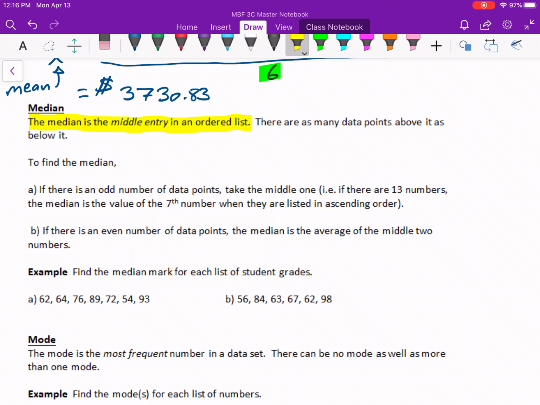That works if you've got an odd number of people. You can, again, take that middle person or middle data piece and just make sure you got an equal number on either side. And that's what the first part A there is talking about. If there's an odd number of data points, take the middle one.